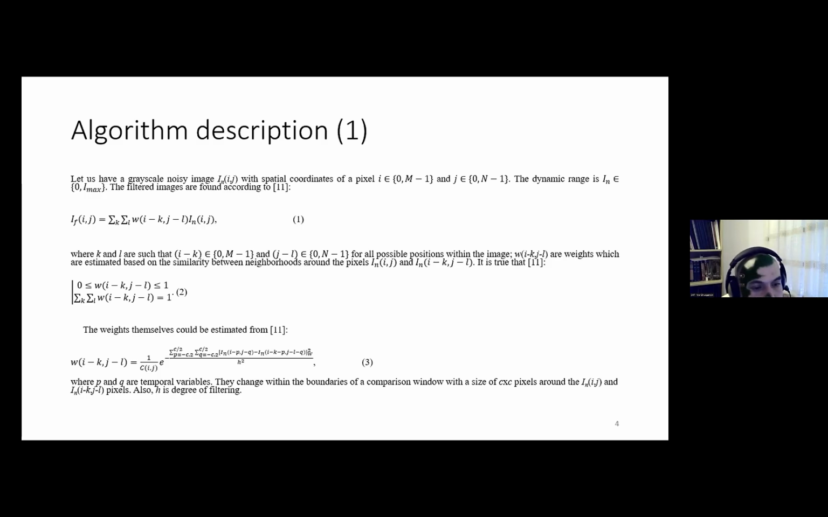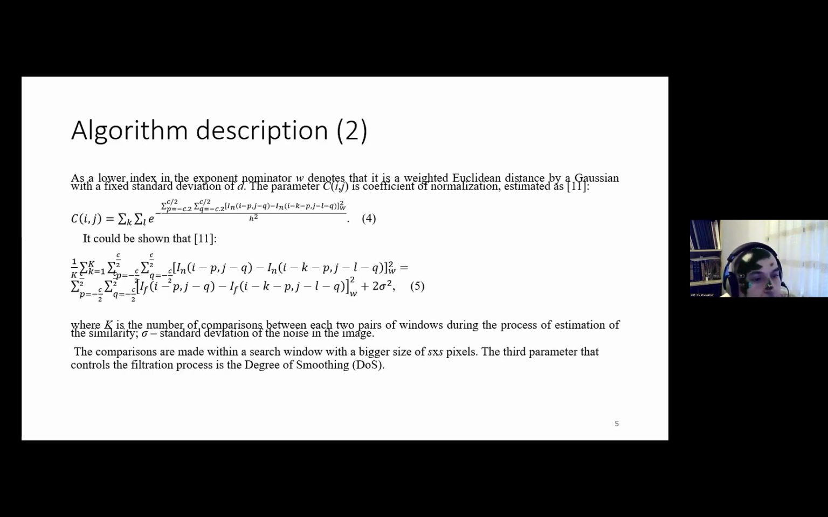And the weights themselves can be estimated, as shown in reference 11, using equation 3. It's a nonlinear exponential function which has this control parameter h, which is the degree of filtering. Basically, this is a comparison between the central pixel in the comparison window and adjacent pixels around that window. So this parameter is one of the points of interest in our study, how we can actually get its optimal value.